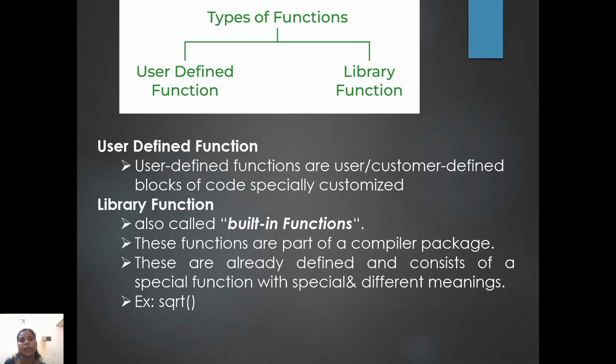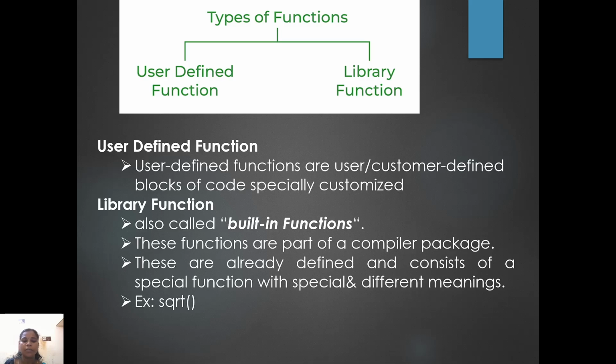Types of functions. Functions in C++ can be divided into two types. Number one, user-defined function. Number two, library function. User-defined functions are created or customized by the user. A user can create his own function according to the requirements.